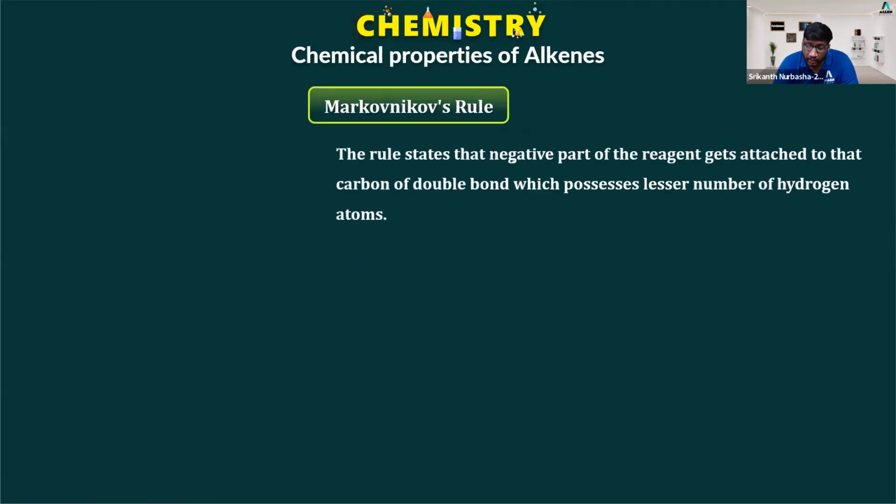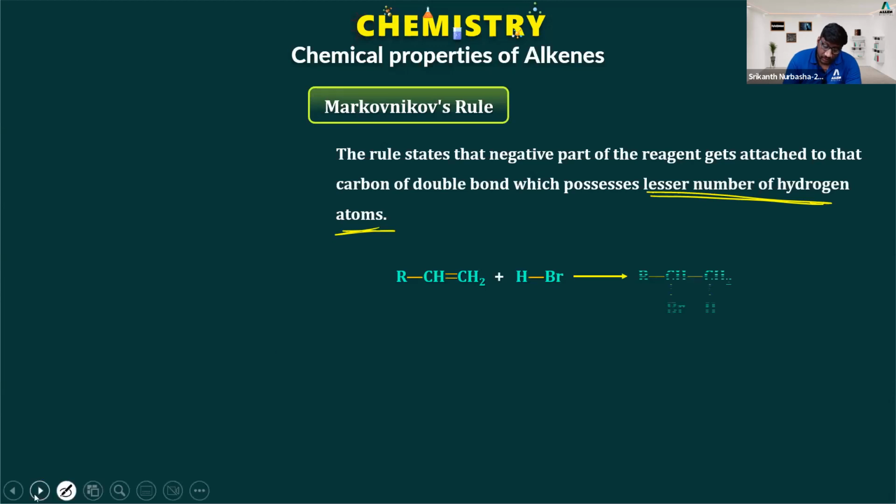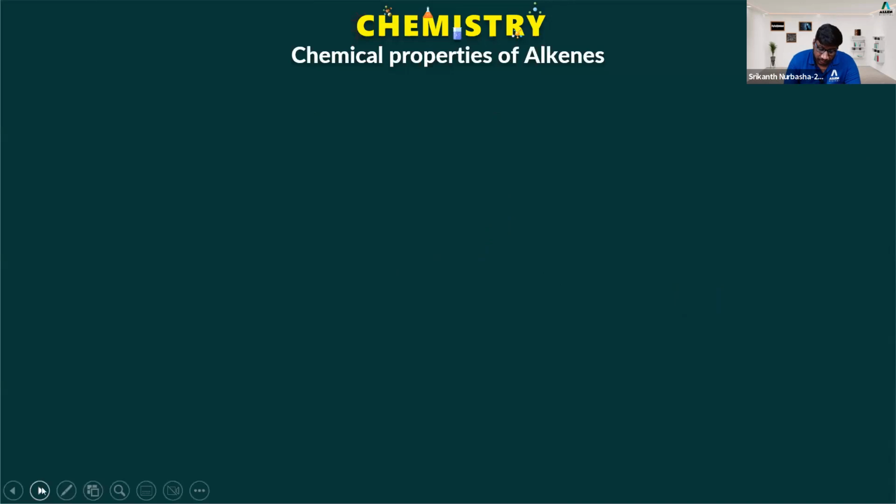Markovnikov rule. The rule states that the negative part of the reagent gets attached to that carbon of the double bond which possesses a lesser number of hydrogen atoms. The negative part of the reagent, that is X minus ion, will attach to that carbon which contains the least number of hydrogens. RCH double bond CH2 treated with HBr forms RCHBr CH3, because this carbon has only one hydrogen and this carbon has two hydrogens. So one hydrogen versus two hydrogens, yes or no? The carbon with one hydrogen is less, obviously, so the halide ion is going to be attached there.